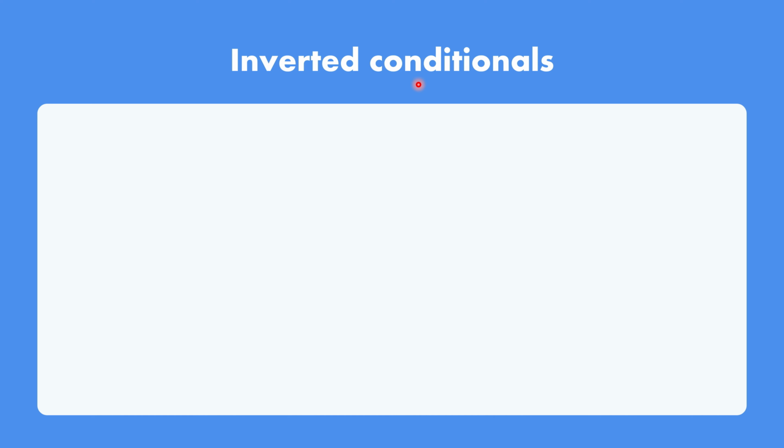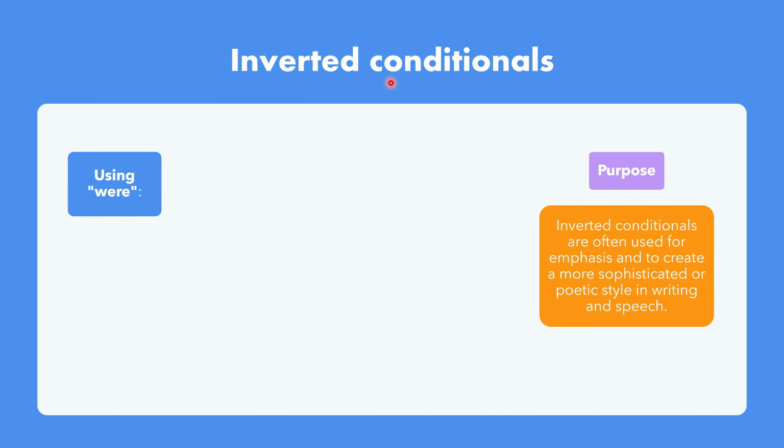And also the inverted conditional is one of the most common inversions in English. The purpose of inversion, or the inverted conditionals, is to put emphasis on something, or to create a more sophisticated or poetic style. So let's see this poetic style in action.